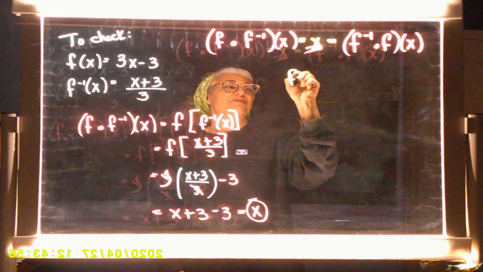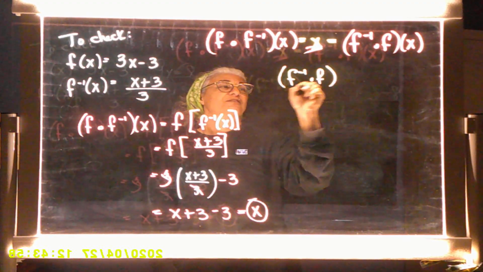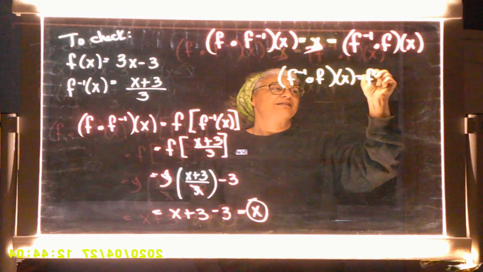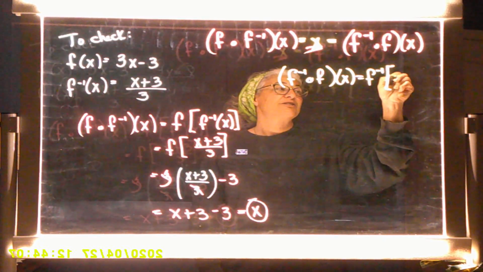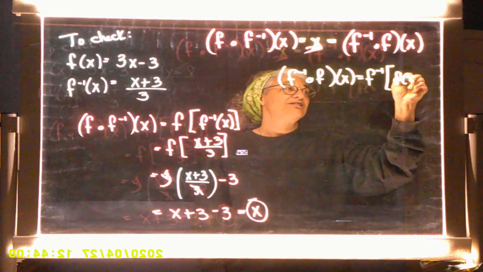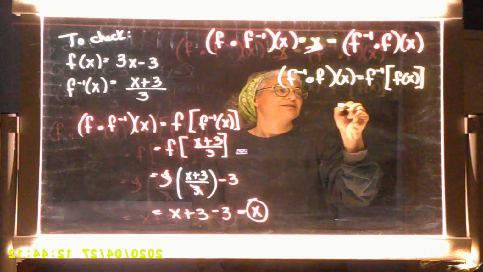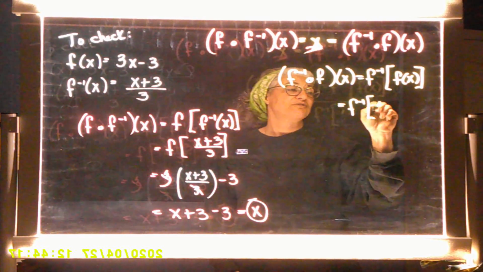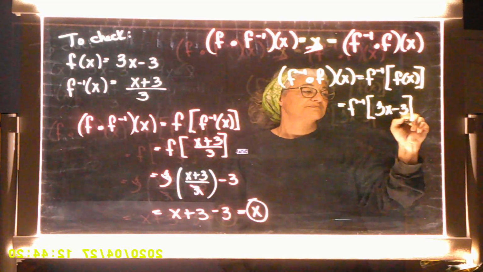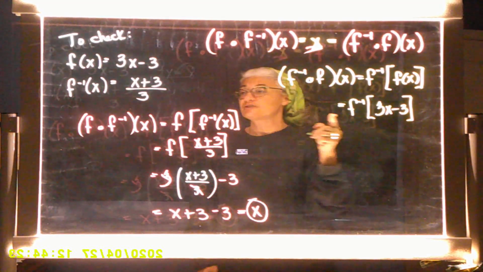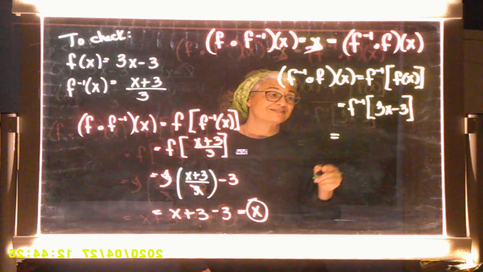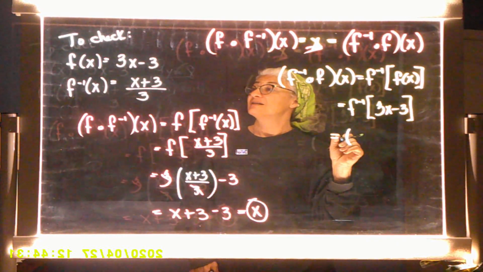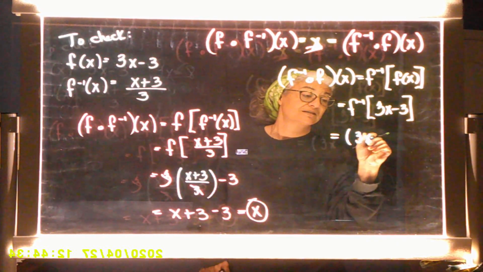I got to check f inverse composition f of x. So remember, that means the inverse function is going to have f plugged into it. The inverse function, you're going to plug into it the original function of 3x minus 3. So the inverse function, which starts off with x, which means I am going to write 3x minus 3.